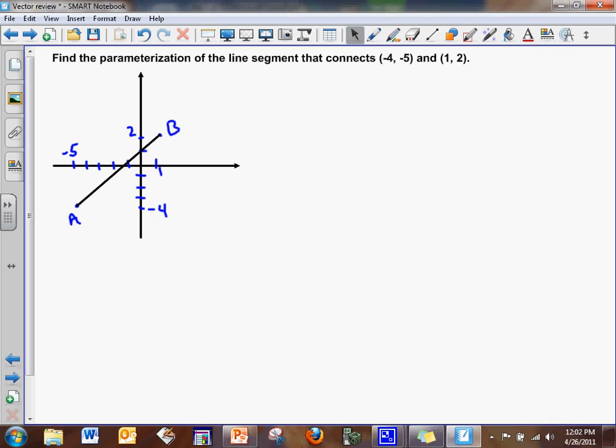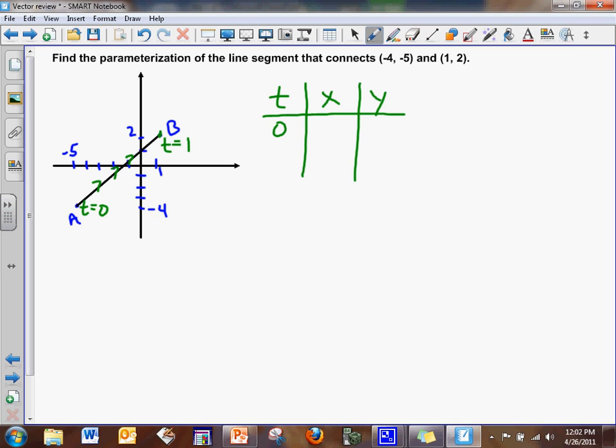So what I'm going to do is I'm going to pretend that there's a little bug that's starting at point A. And that's when time is equal to 0, and it's walking in this direction, towards point B. After 1 second, it reaches point B. So it takes 1 second to travel that distance. And if I think of it that way, I can make a table to model the bug's path.